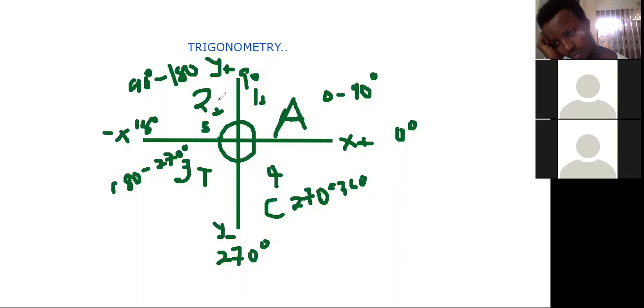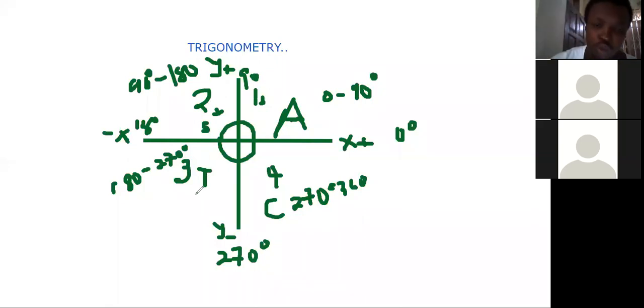The cos is negative 0.5. And the tan too is negative, right? It's negative root 3. Correct. So that's what I'm saying.